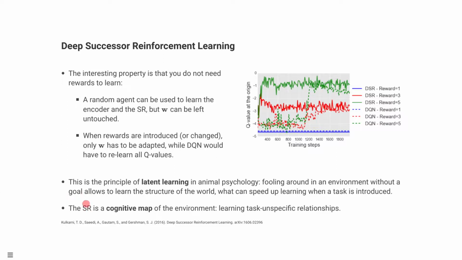So that's what the hippocampus in the brain, for example, might be doing. A lot of papers have been linking successor representations to the function of the hippocampus in reinforcement learning in the brain.